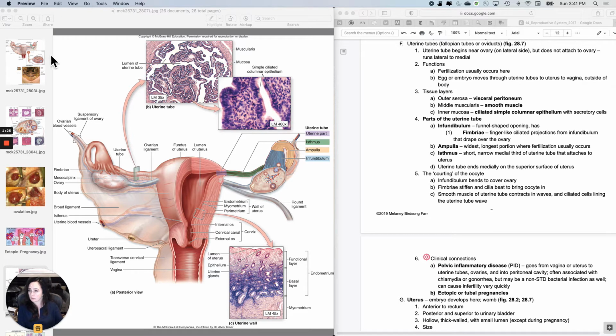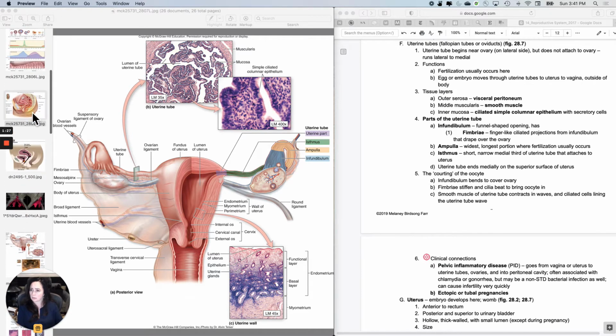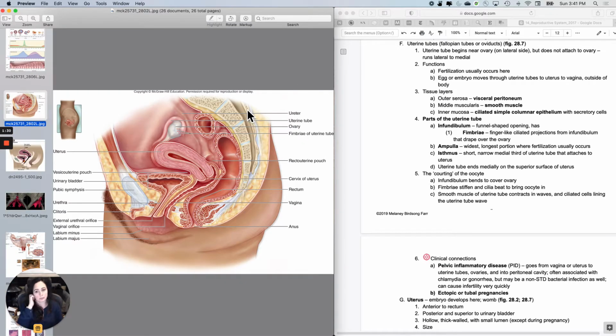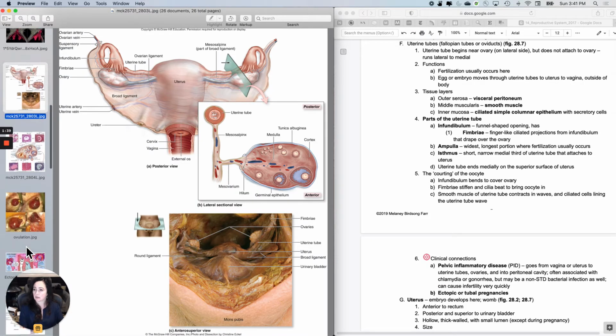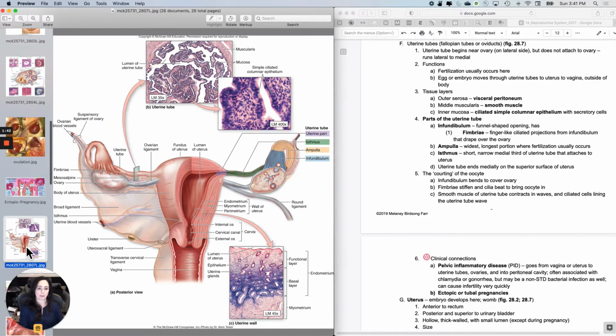Okay, so let's look at the tube from a mid-sagittal section. Starts here, wraps around, and goes that direction. All right, so let's look at this in more detail. Okay, so tissue layers. The outer layer is covered with visceral peritoneum. And there's a middle layer, and the middle layer is made of smooth muscle. It's called the myometrium or muscularis layer.